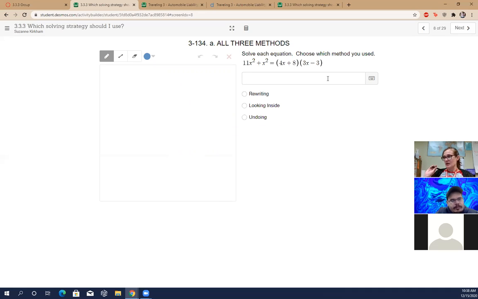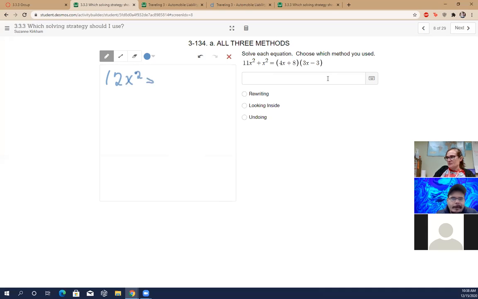Rewriting. If we take 11x squared plus x squared and combine it, we rewrite it. And then we take the 4x plus 8 and multiply it by the 3x minus 3 and get rid of the parentheses. We rewrite it. Do you think that'll make it easier to solve? Yeah, okay, let's try that. So 11x squared plus x squared, that's 12x squared.